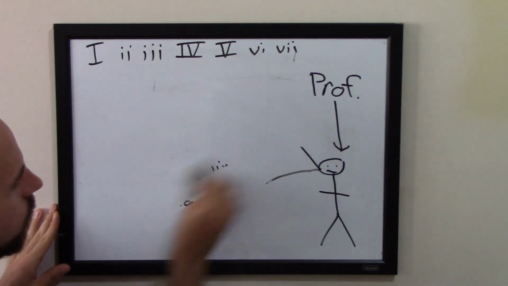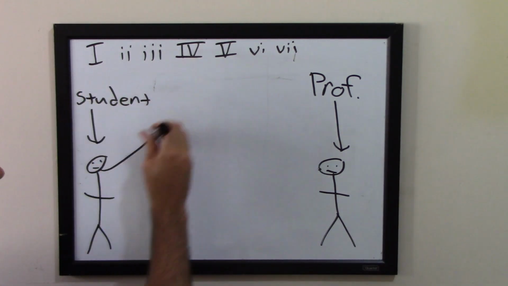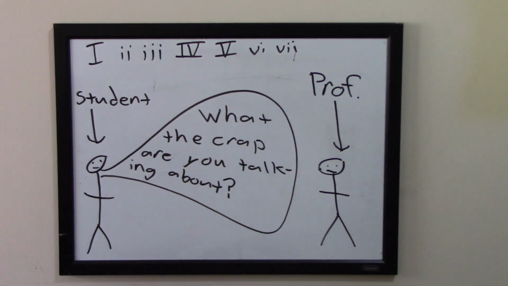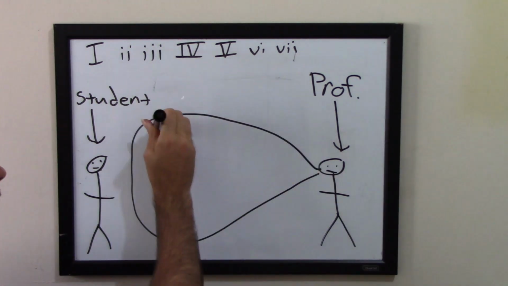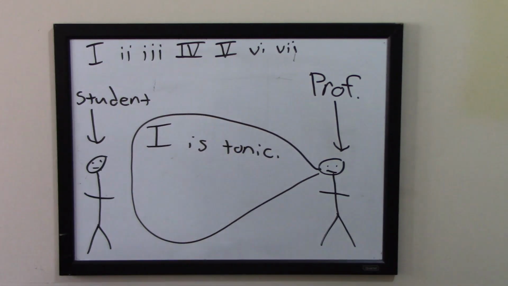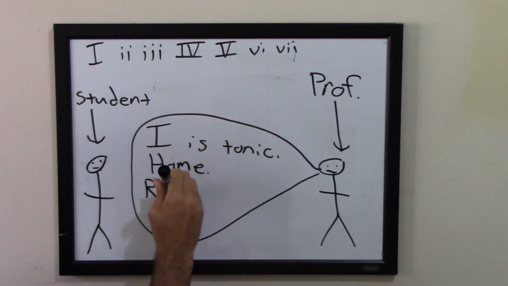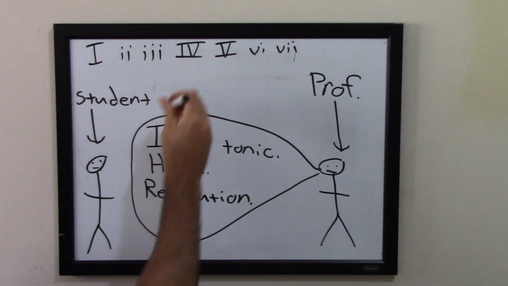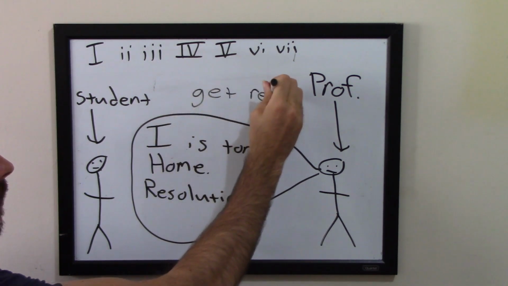Now, let's start with tonic. What do we mean by tonic? The one chord is tonic. The one chord is home. The one chord is where everything makes sense. The one chord is where everything is resolved, and everything is at peace, and everything is at rest, and you don't have to do anything else. To give you an example, I'm going to play something, and you'll just feel it in your bones.